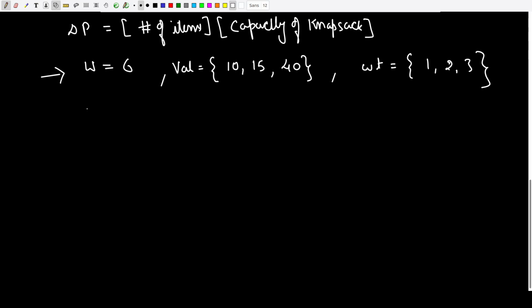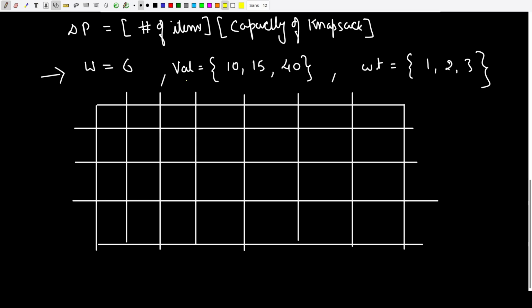Let us take this example. In order to solve this problem, we will need a DP table. So let us say this is the DP table, with item number 0, item number 1, item number 2 and item number 3. Similarly, let us say knapsack capacity is 0, knapsack capacity is 1, 2, 3, 4, 5 and 6. When the knapsack capacity is 0, we will not be able to pick any item, so all these values will be 0. Similarly, if there is no item, we will not be able to put any item in the knapsack, because of which all these values are 0.